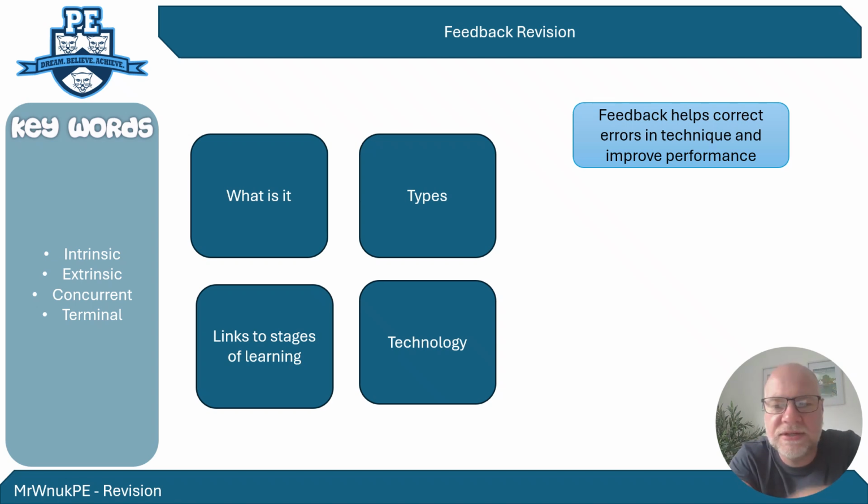Hi guys, welcome to this A-level PE revision video, and we'll be focusing on feedback, which is part of the skill acquisition side of the Pearson's Edexcel A-level PE paper 2 revision. So what we're going to be focusing on is what is feedback and the different types of feedback. We'll be focusing on the links to different stages of learning, and then we'll also be touching on different technologies and how they can be used to help with feedback.